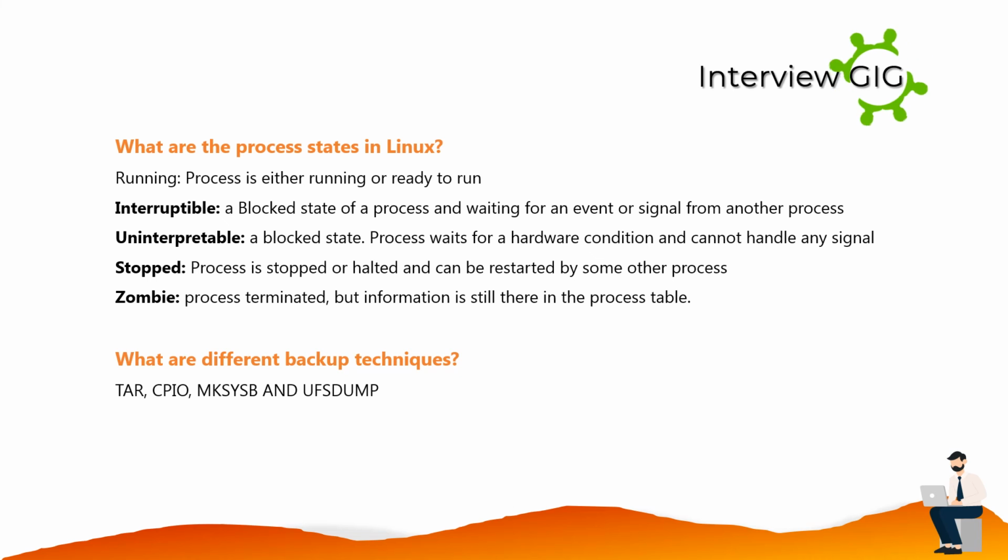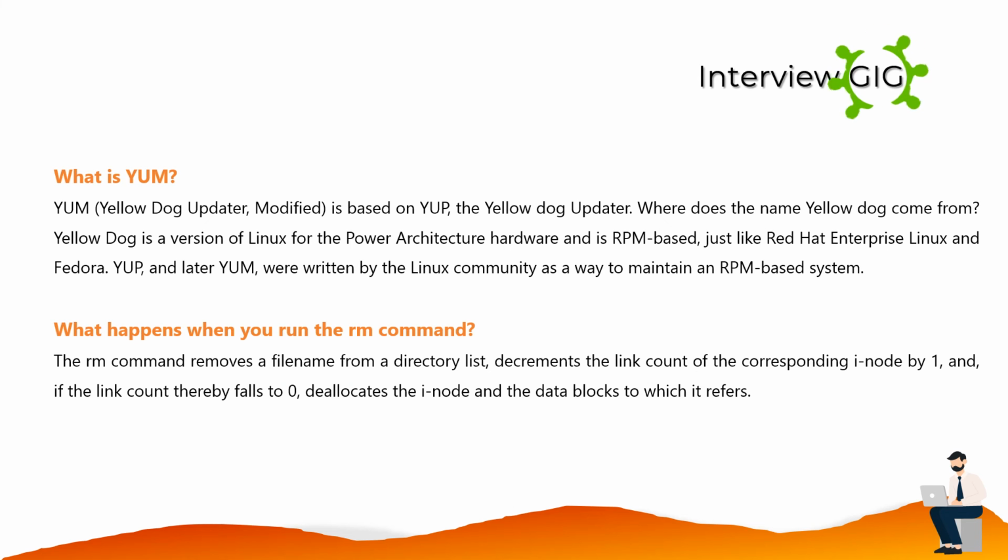What are different backup techniques? tar, cpio, xfsdump, ufsdump. What is yum? Yum, Yellowdog Updater Modified, is based on yup, the Yellowdog Updater. Where does the name Yellow Dog come from? Yellow Dog is a version of Linux for the Power Architecture hardware and is RPM-based, just like Red Hat Enterprise Linux and Fedora. Yup, and later Yum, were written by the Linux community as a way to maintain an RPM-based system.